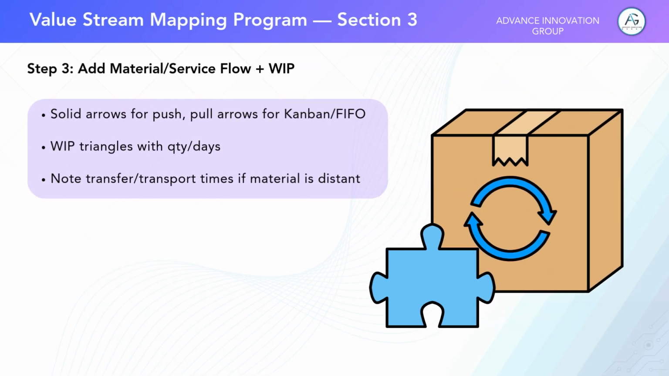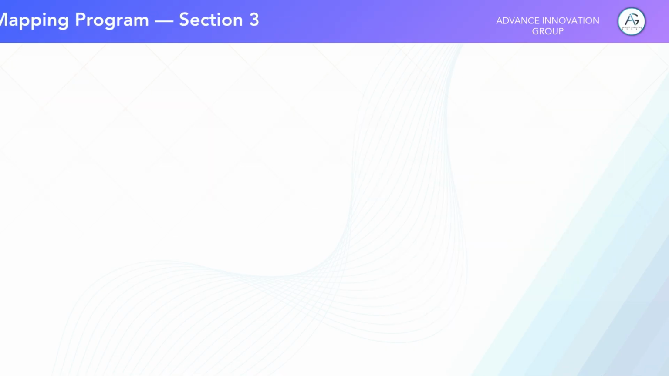Step 3 is to add the material or service flow and VIP to the map. Use solid arrows to show push flow and open or dashed arrows for pull systems like Kanban or FIFO. Mark VIP triangles between steps, showing either quantity or days of inventory. If material or information moves over long distances, note the transfer or transport times. These delays often reveal hidden waste in the process.